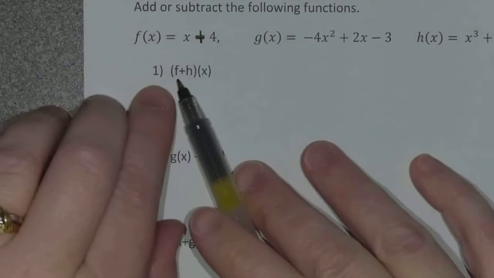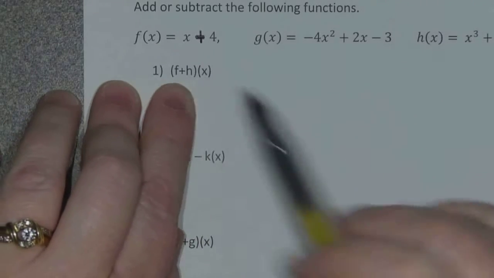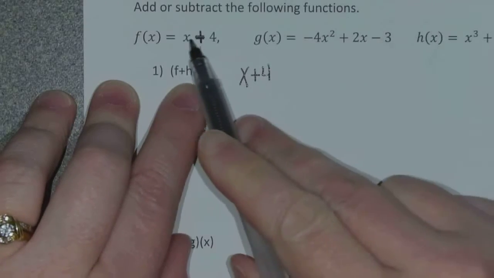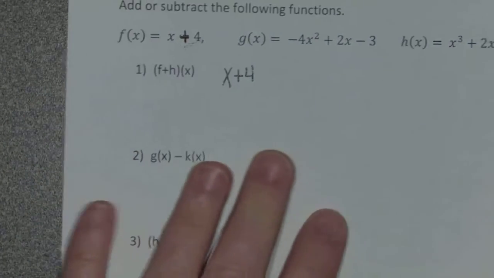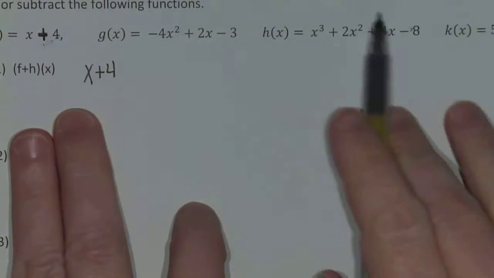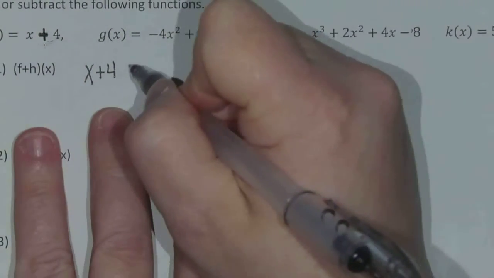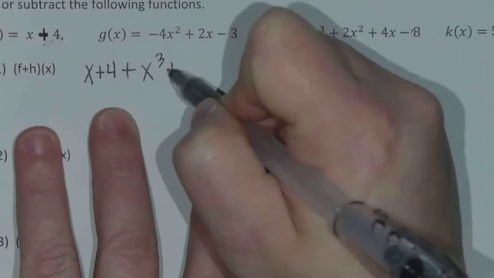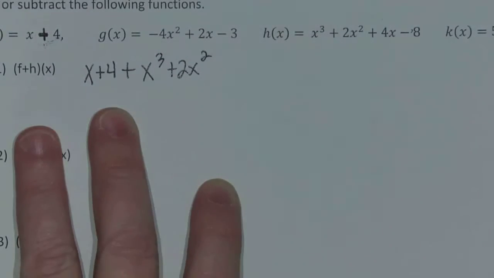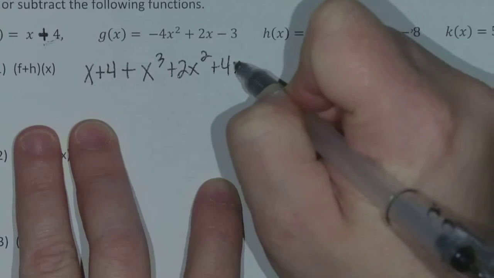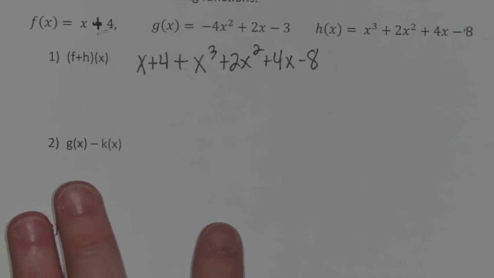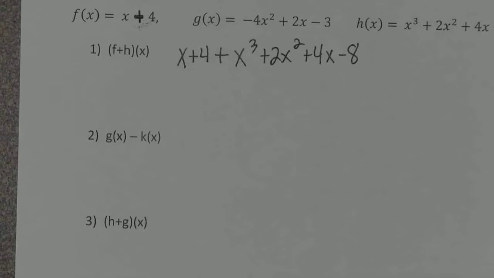So when I add the function of f together with the function of h, I'm going to have x plus 4 from that function. And I'm going to add it together with my h function, which is this one over here. So it will be plus x cubed plus 2x squared plus 4x minus 8. And I really am just going to combine like terms from there. I always start with my highest power and go to my lowest power.